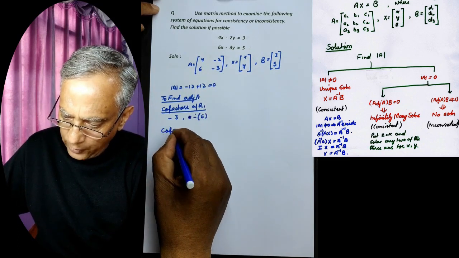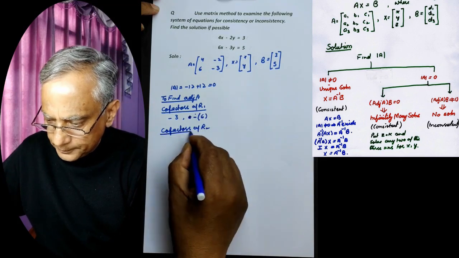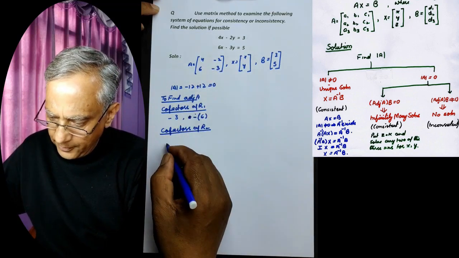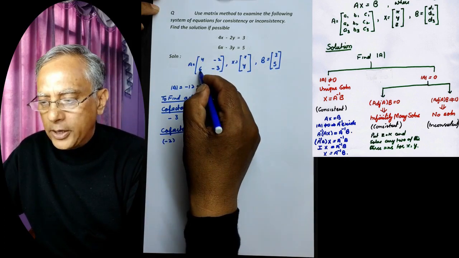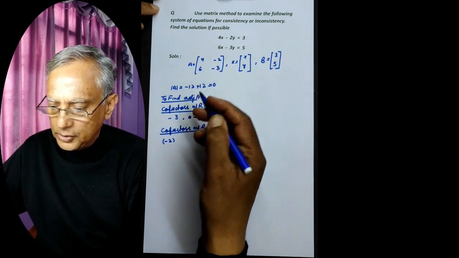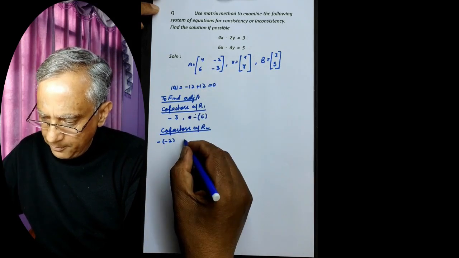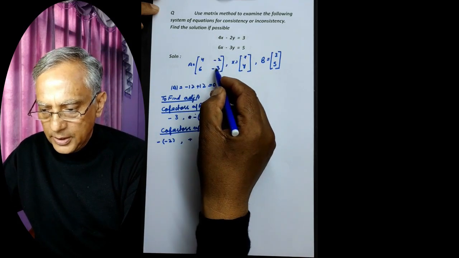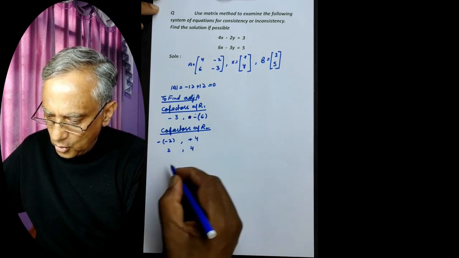Now we find cofactors of R2. Now the first entry is this. This is gone, this is gone. And we will have minus 2. But the place of this entry is odd: second row and first column, 2 plus 1 is 3. 3 is odd, so we will have a minus sign here. And this will be positive, alternate plus minus sign. So this is gone, this is gone. And we have 4. That is 2 and 4.